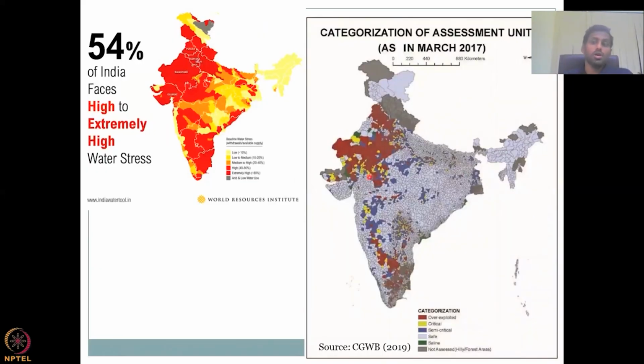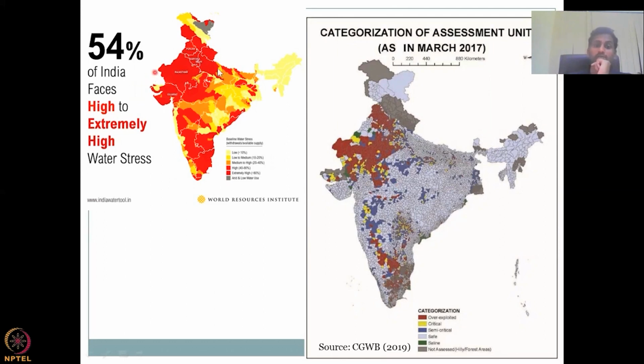This doesn't look good for the water stress image. So 44% of India is looking at high to extremely high water stress as per WRI. And the areas they've demarcated coincide exactly with your groundwater map.